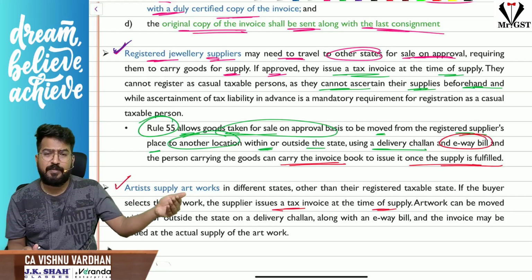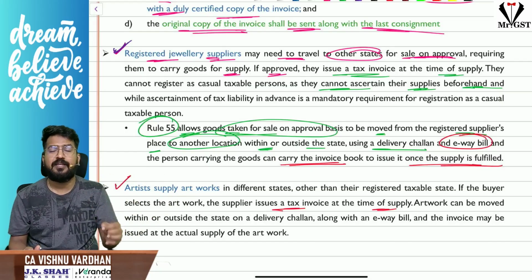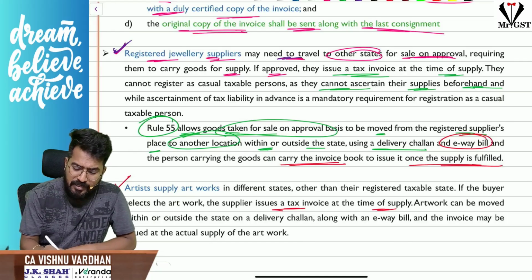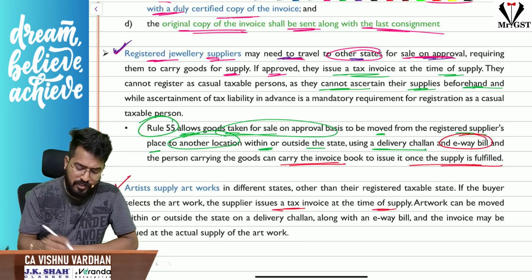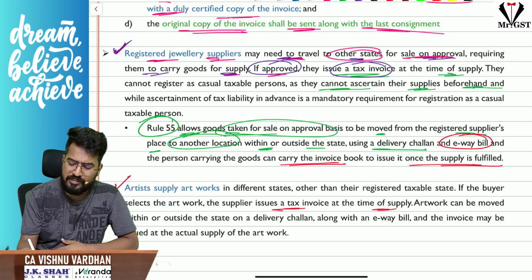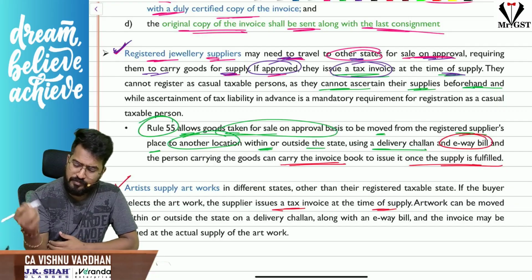So whenever the supply is made there, they should raise the tax invoice. That is the point they have told. Sir, they may need to travel to other states for sale on approval. So they have to carry the goods for supply. If approved, they will issue a tax invoice at the time of supply. Otherwise, they will not raise it.